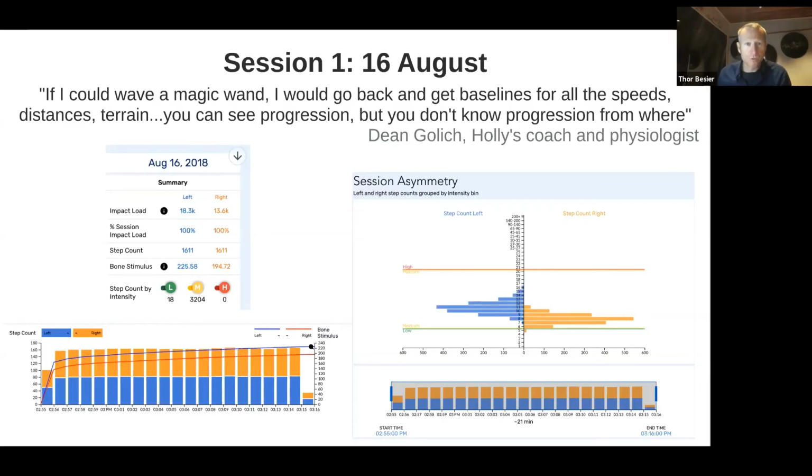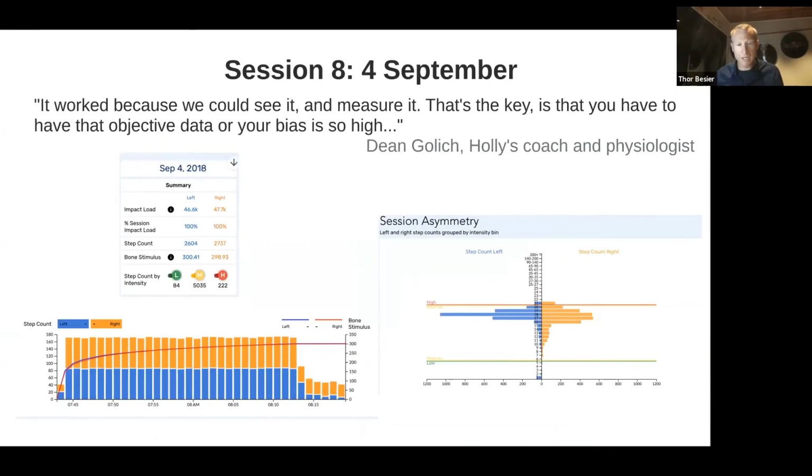And so Dean then progressed Holly through a running regime where he would slowly introduce load, and she would come back with good rest in between. Rest is important. It's also interesting.